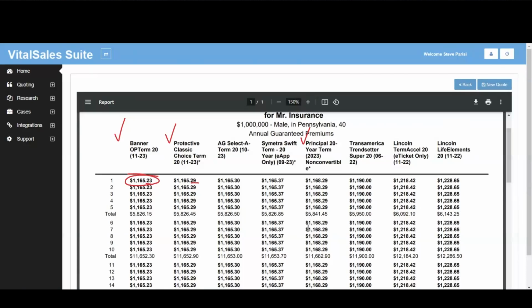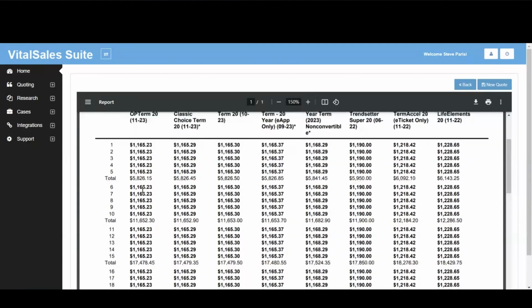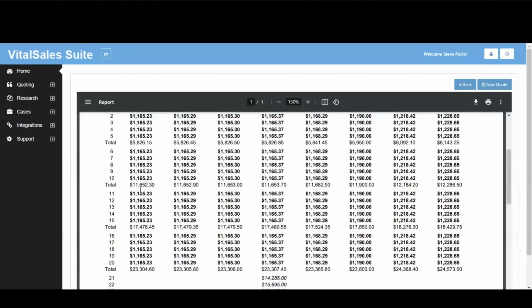So if I pay that $1,200 every year for 20 years and I die during that 20-year time period, a $1 million death benefit is paid out to my beneficiaries. And I can also see how much I paid at the end of that term, $23,000 total. That's a standard non-smoker rating.